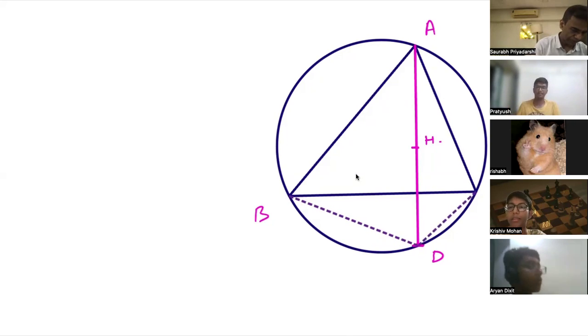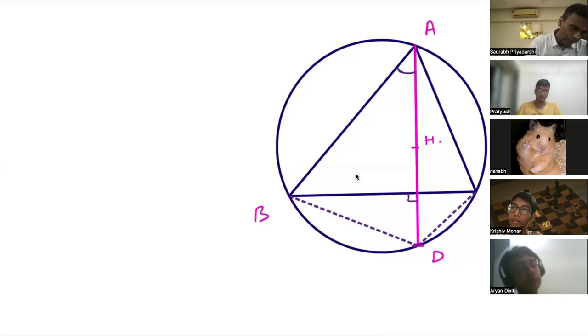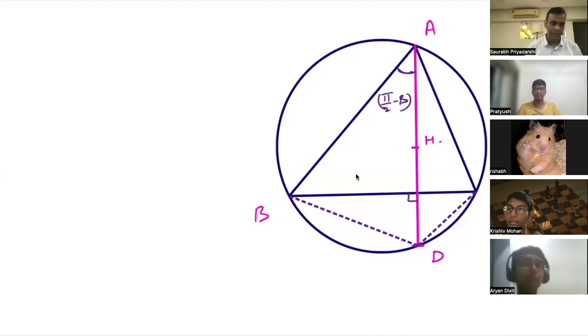Then BAD equals 90 minus B. Which angle you are taking? BAD. This angle is 90 minus B. Already we have found that 90 minus B. So BCD will be 90 minus B, cyclic quadrilateral. CD will be 90 minus B.